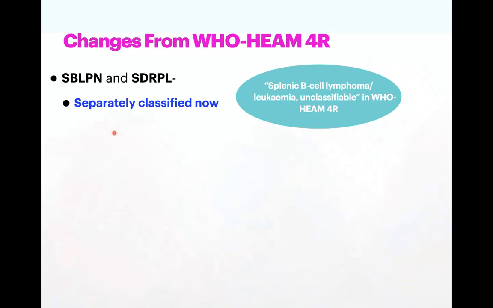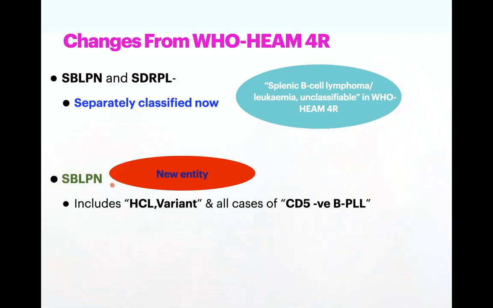Okay, and this splenic B-cell lymphoma with prominent nucleoli is the new entity. I have been stressing on it repeatedly, and it includes hairy cell leukemia variant and all cases of CD5 negative B prolymphocytic leukemia. Focus on the CD5 negative B-cell prolymphocytic leukemia, because the CD5 positive ones will go into the CLL. Okay.